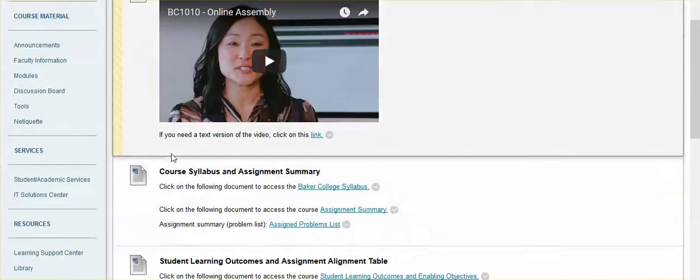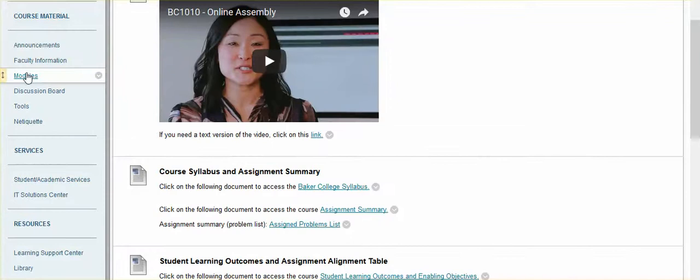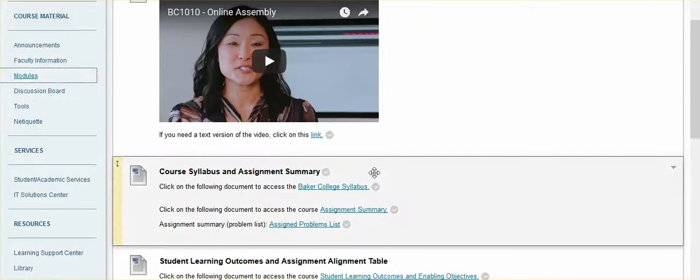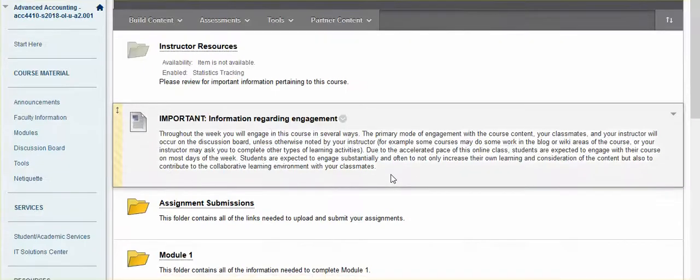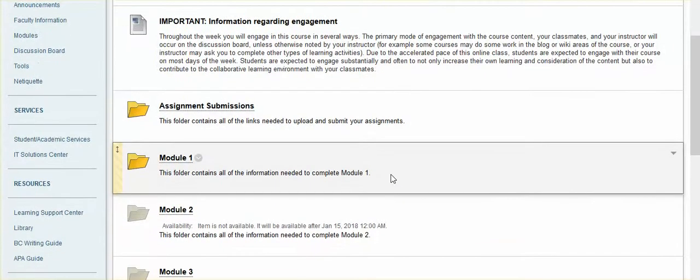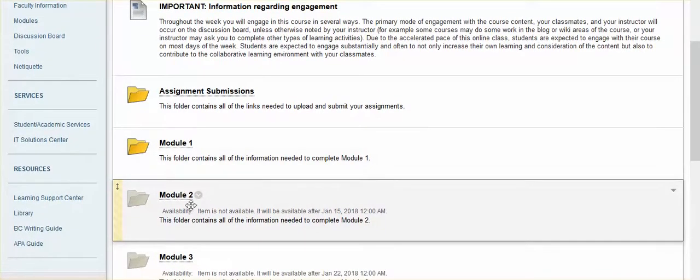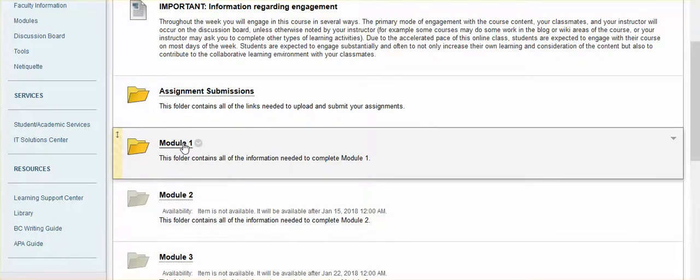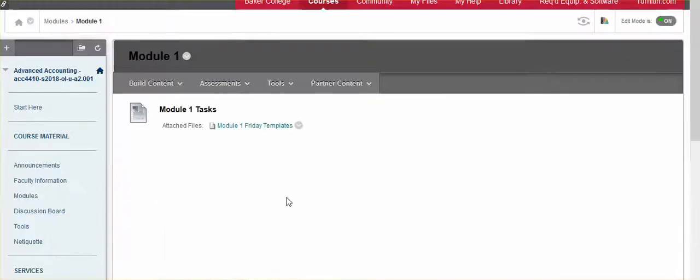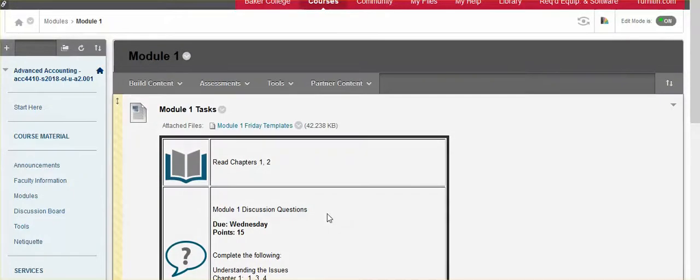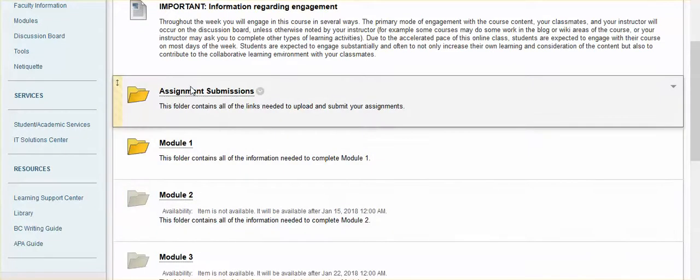Next thing, faculty information just gives information on me, but the modules. When you go into the modules, you'll see everything that's due for the entire term. Now, the ones that are grayed out, you won't be able to see because those come available as the week comes up. So those will come up later. But let's go into Module 1. Oh, maybe I should go back real quick and just note that this here is where you're going to put your assignments that you need to submit.